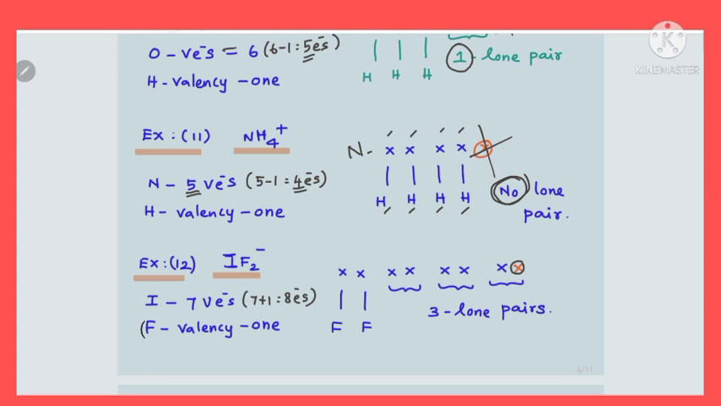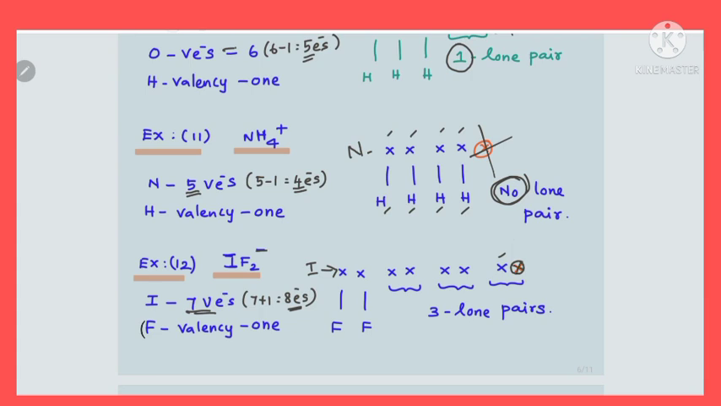Okay, right. Then the last example, IF2 minus. The central atom is iodine, halogen group. So totally 7 valence electrons are there, but the net charge is a unit negative charge, so you have to add electrons equal to its charge. 7 plus 1, 8 electrons. So this is the electronic configuration of iodine: 7 electrons plus 1 extra electron, due to the negative charge.